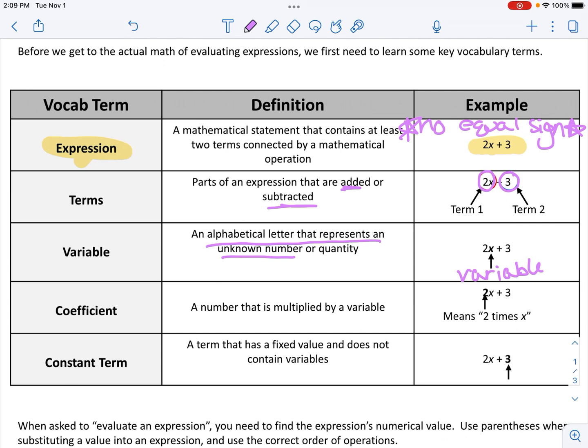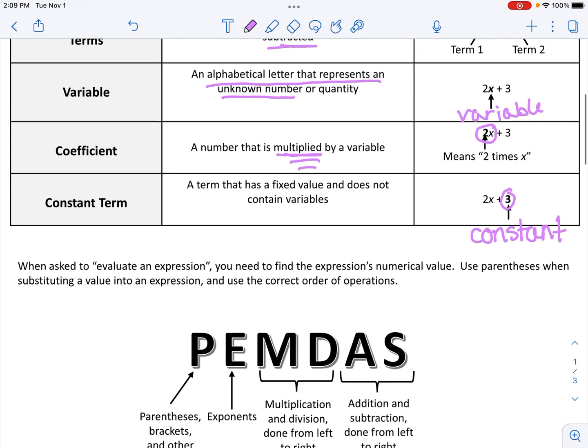Second to last term is coefficient. This is a number multiplied by a variable. So in 2x plus 3, 2 is our coefficient because this means 2 times x. So that is our coefficient. Our last term here is constant term. A constant term has a fixed value and does not contain variables. So for instance, in 2x plus 3, 3 is our constant. It does not change. It's always going to be 3.